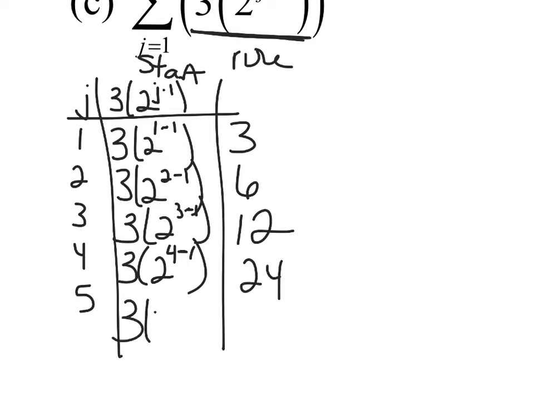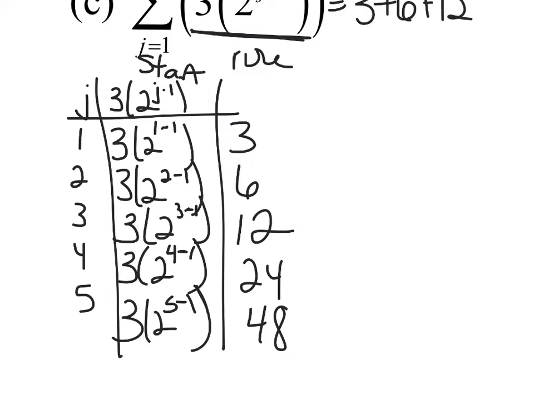And then when I do my 5, I get 48. So I'm going to do 3 plus 6 plus 12 plus 24 plus 48, and that gives me 93.